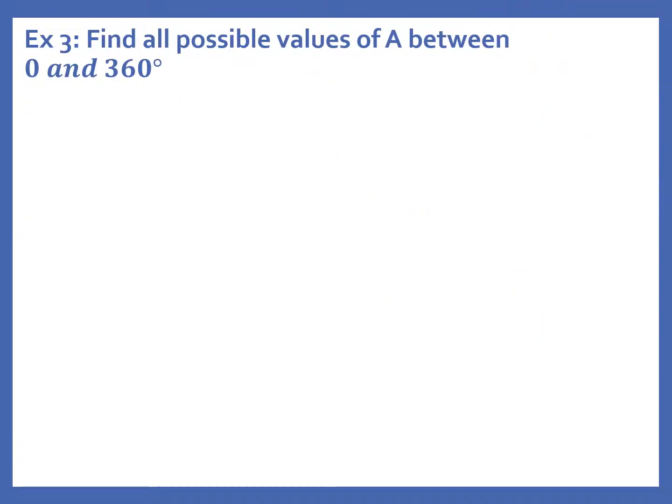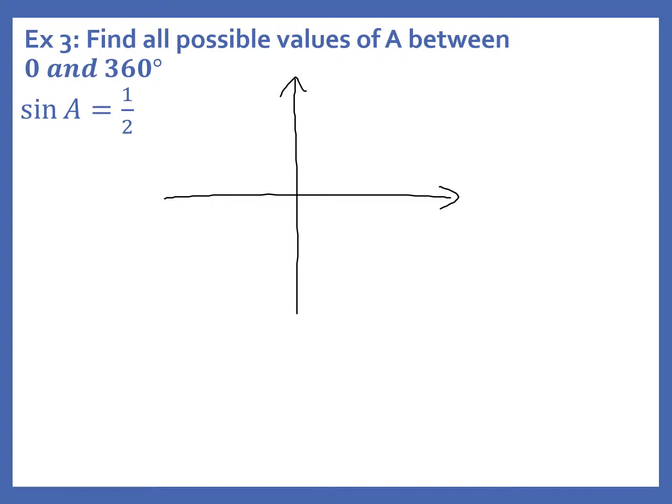Our last question. Find all possible values of a between 0 and 360 for sine a equals 1/2. So this is kind of going the opposite direction than what we've been doing. First of all, that ratio is positive. So we know that sine is positive here and positive here based off of the CAST rule. So we know that we have 2 possible triangles or 2 possible angles that lead us to our solution.